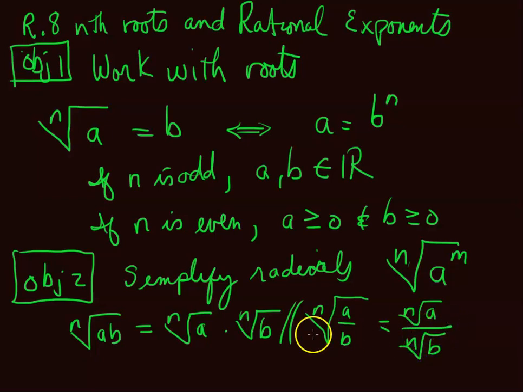And if you have the nth root of A to the mth power, that can be inside the radical, that can be outside the radical, whichever works best for you, so to speak. So there are ways of reducing it with that thing.